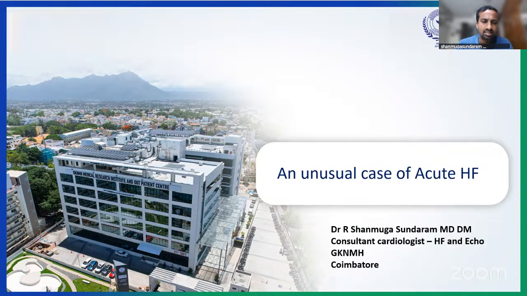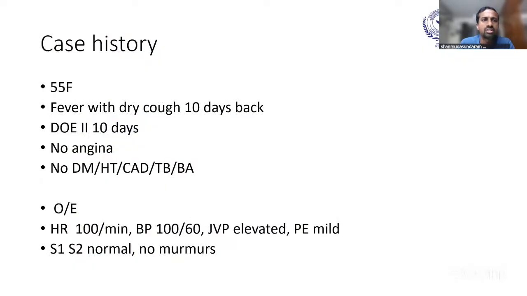I presented this case recently in one of the IAE meetings. I'll just go over this case. It was an unusual case of acute heart failure which I recently came across. It's a 55-year-old lady who presented with a 10-day history of intermittent fever with a dry cough, along with exertional breathlessness associated with fever, and no definite angina, no other comorbidities like diabetes, hypertension, or coronary artery disease.